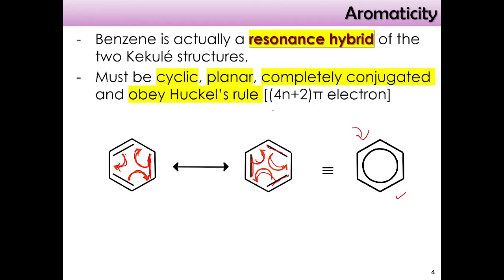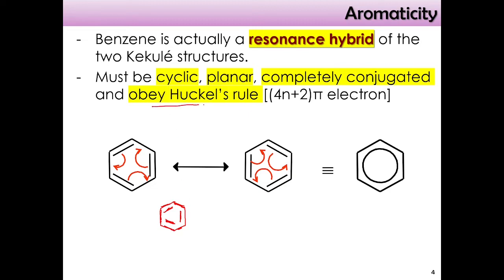And for it to become an aromatic compound, it must be cyclic. Cyclic means it is a ring structure. So benzene is correct, it is a ring structure. It must be planar, which means it is flat. It must be completely conjugated. Completely conjugated refers to, if we draw the Kekule structure, double bond, single bond, double bond, single bond. So this is what we call completely conjugated.